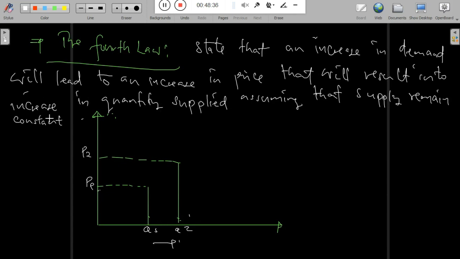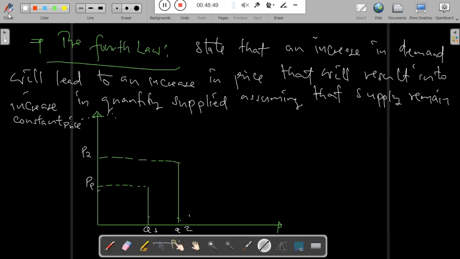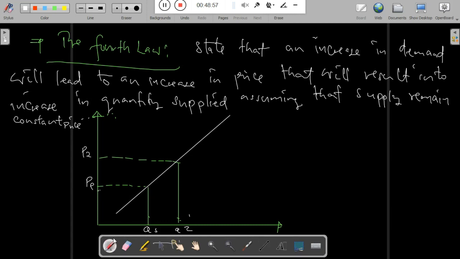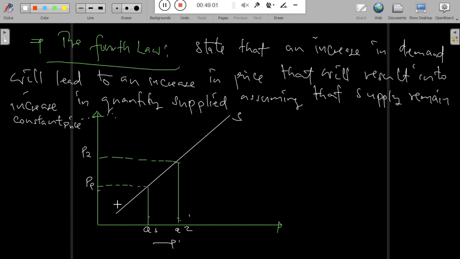The next law states that an increase in demand will lead to an increase in the price, which will lead to an increase in quantity supplied, assuming that the supply remains constant. This law explains that any increase in demand will lead to an increase in price. So whenever the quantity demanded increases from Q1 to Q2, we also observe the price increase.